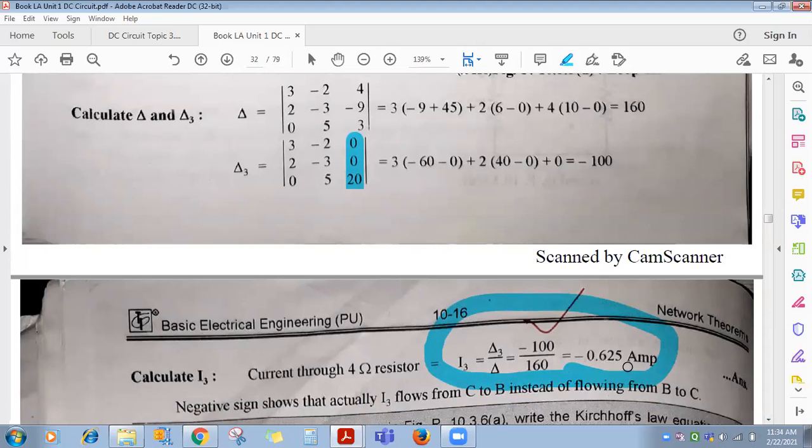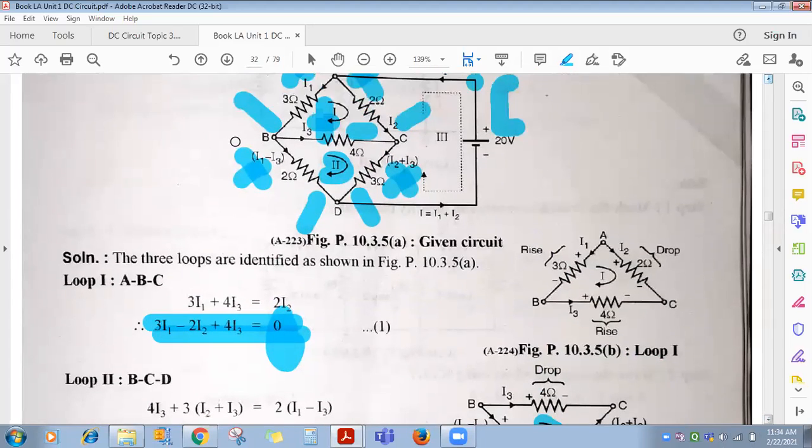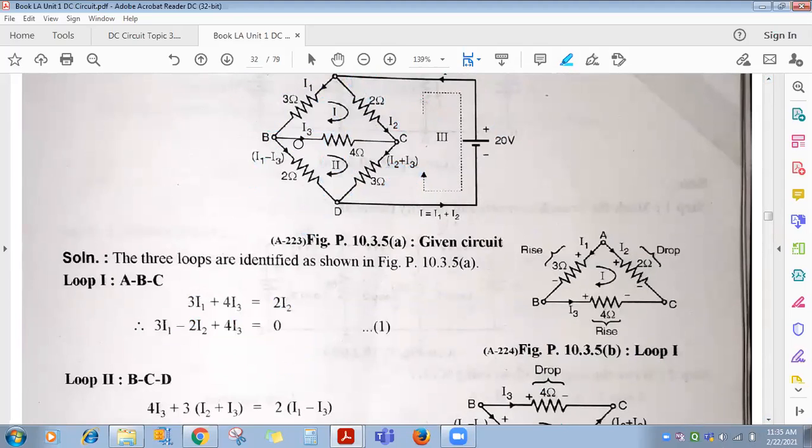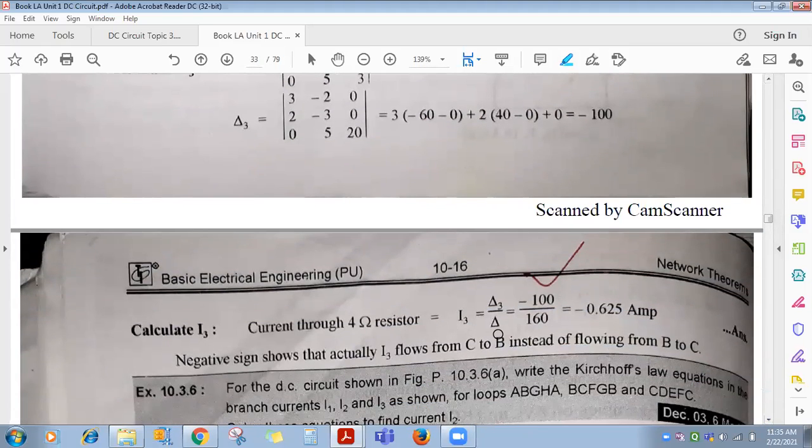I3 you are getting as how much? Minus 0.625 ampere. What does minus mean? Observe the direction for I3. We have assumed it in the forward direction. So practically here it will flow in the reverse direction. That is its meaning. Whatever direction you have assumed is wrong, that's why you are getting a negative answer. You have assumed the reverse direction, practically it will flow in the reverse direction.